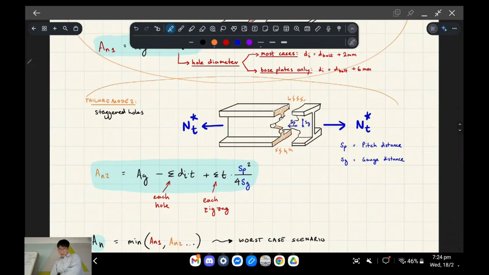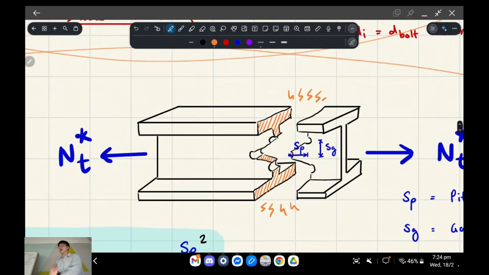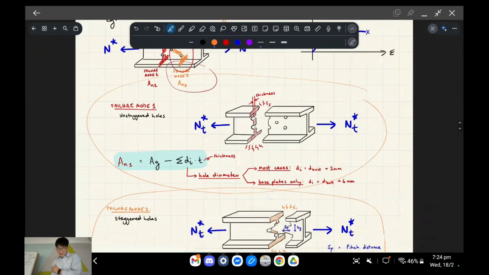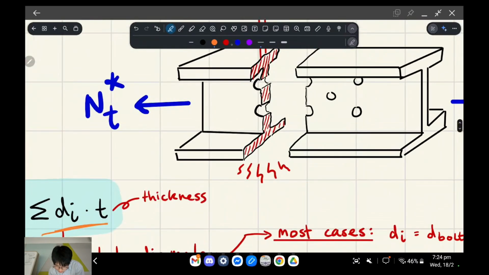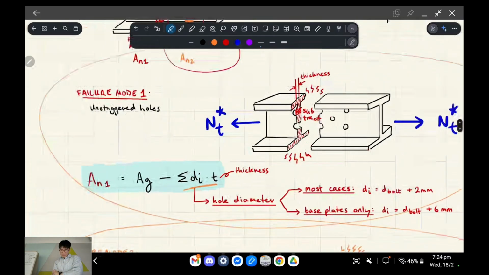The second failure mode looks like this. Do you get what I'm saying? So the diagonals add area, but the holes subtract area. There are formulas for this. We're taking off the diameter of the hole multiplied by the thickness. That's what we're subtracting. That's what that formula is describing.